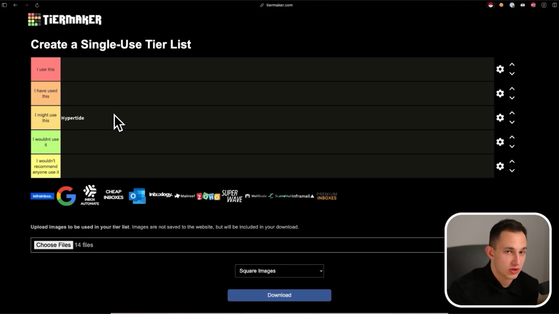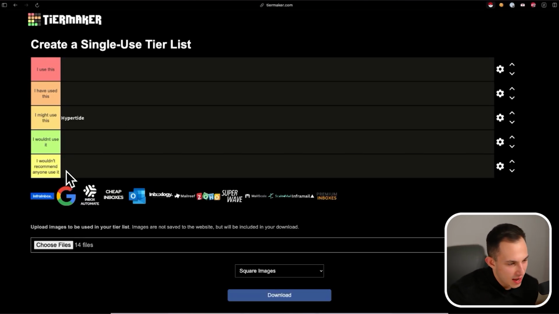I have heard a lot of good things about Hypertide from other people. I've never used it myself, and to be honest, I'm not too keen on using it. It is a private infrastructure. We have good deliverability the way things are now. So that's why I'm going to put it in the "I might use this" category, purely because I tried to use them, but they didn't come to the sales call.